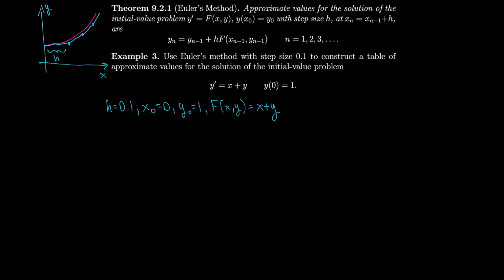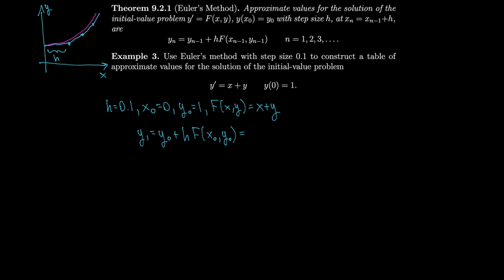So let's get, well, we started with 1 point over here. We know that 0, 1 is definitely on our solution. So let's get our next point. So we'll get y1 now. That's equal to the previous y value plus our step size h times f of our previous point, x naught, y naught.